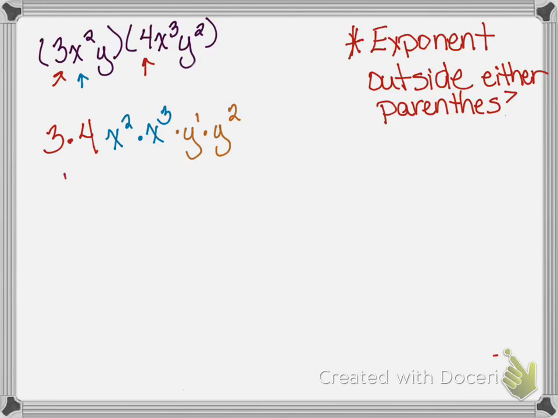Okay, now we're going to simplify this. 3 times 4 is 12. X squared times x to the third is x to the 2 plus 3. Y to the first times y squared is y to the 1 plus 2. So 12, x to the fifth, y to the third. Okay, and that is my final answer.